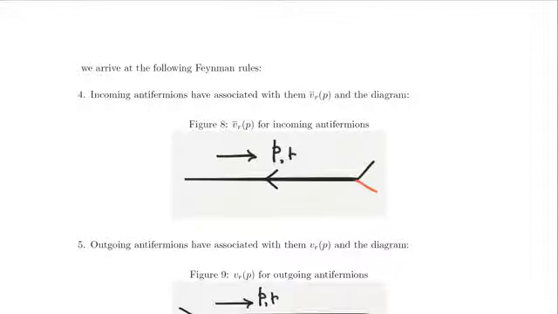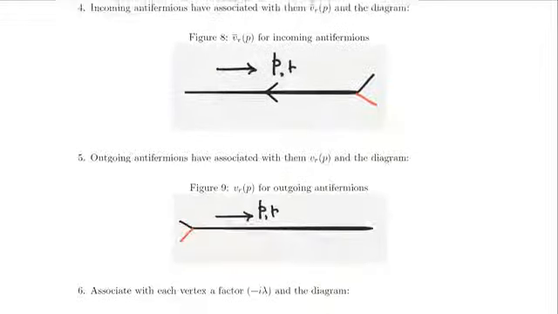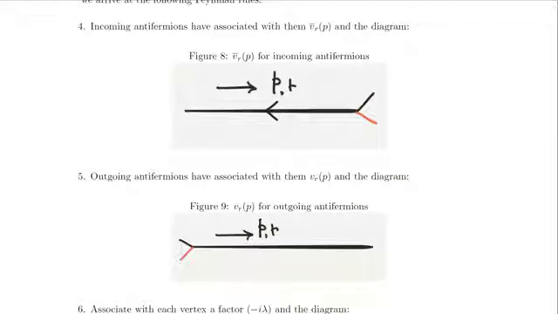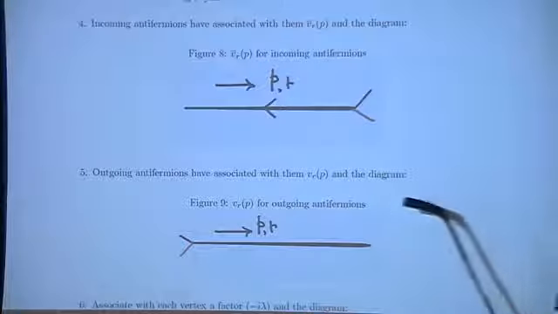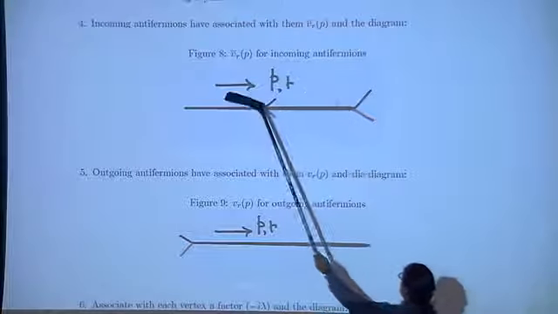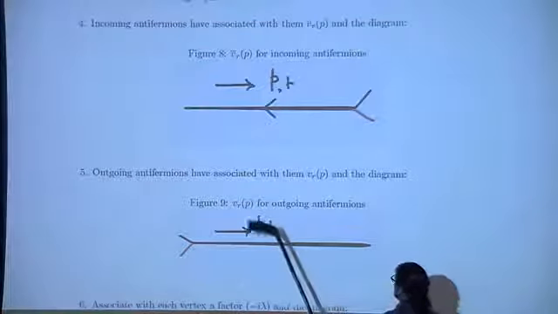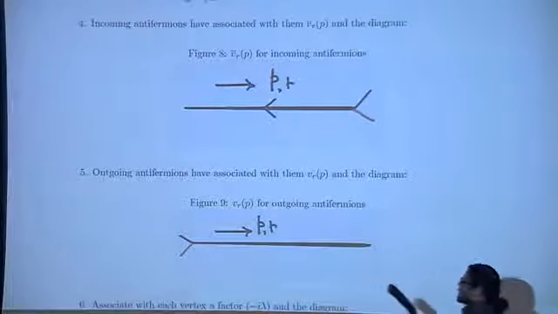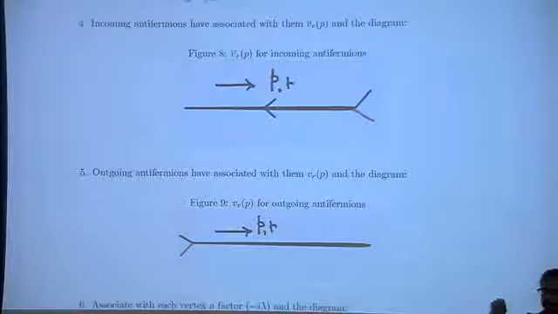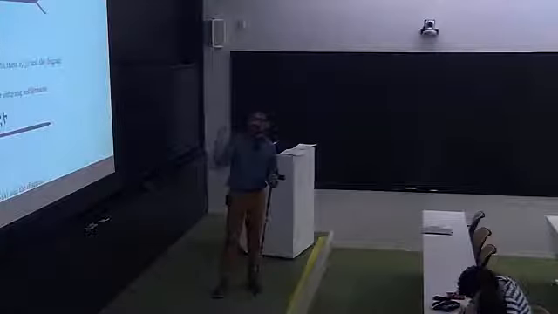Okay, what other things do we have? So we don't have antifermions in this case. But for antifermions, for an incoming antifermion, you write down v̄(r). For an outgoing antifermion, you write down v(r). Again, you write it from left to right while you follow the fermion line, going against the charge arrow.